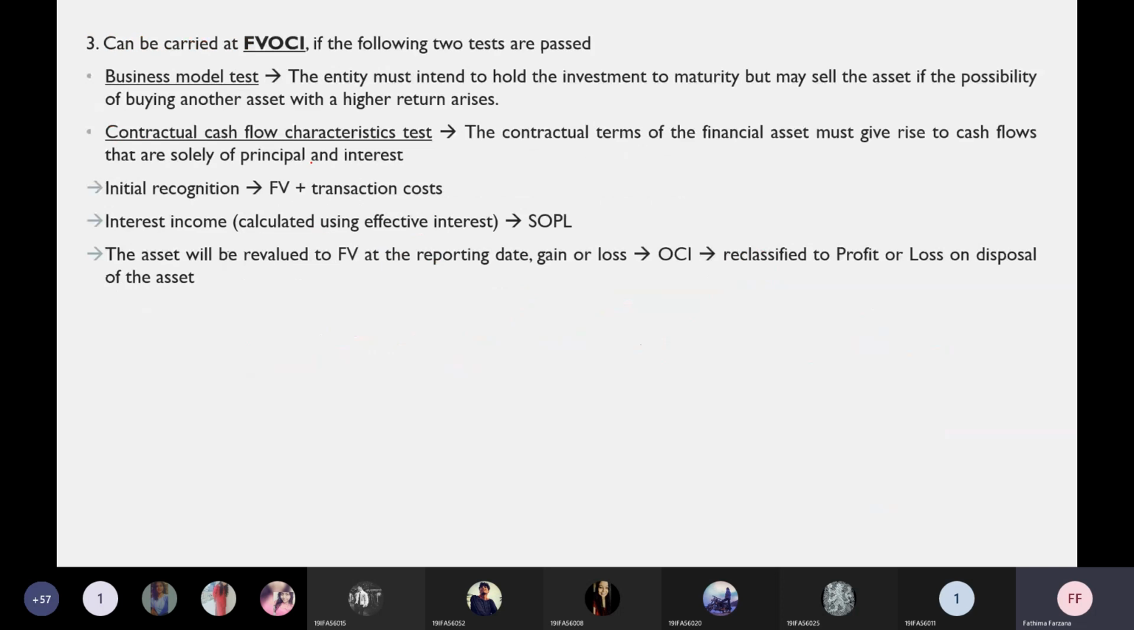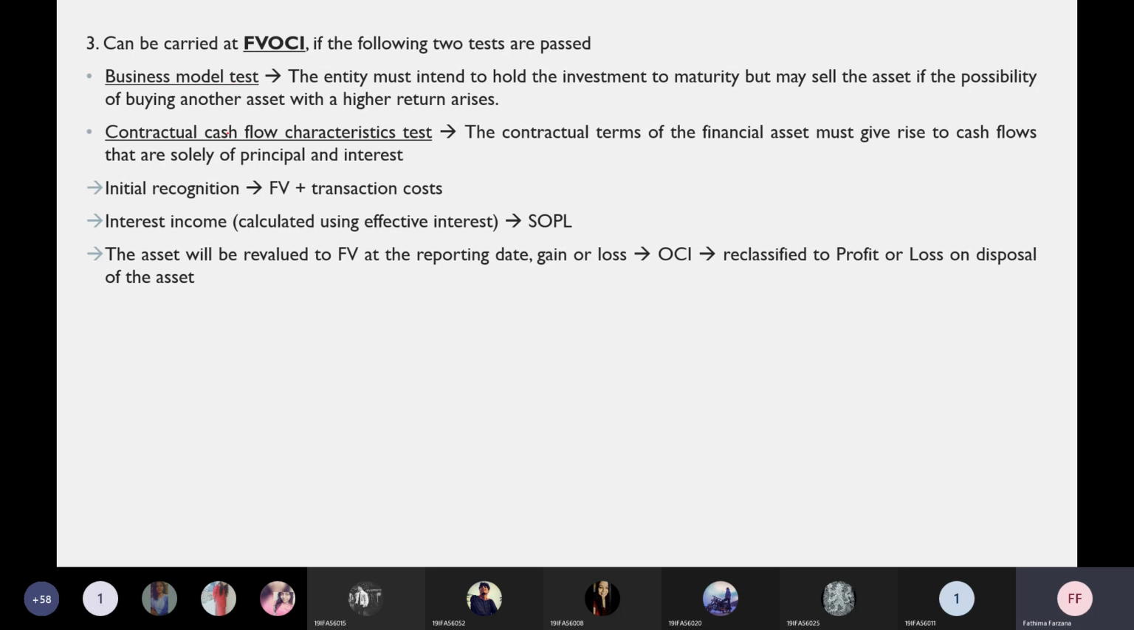What is the third category? It can be carried at FVOCI if the following two tests are passed. Again, two tests, but see here, business model test: the entity must intend to hold the investment to maturity, but may sell the asset if the possibility of buying another asset with higher returns arises. Under FVOCI, if you have invested in a debt instrument, you can value it at FVOCI.